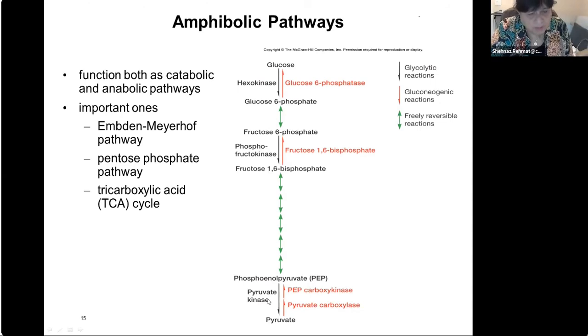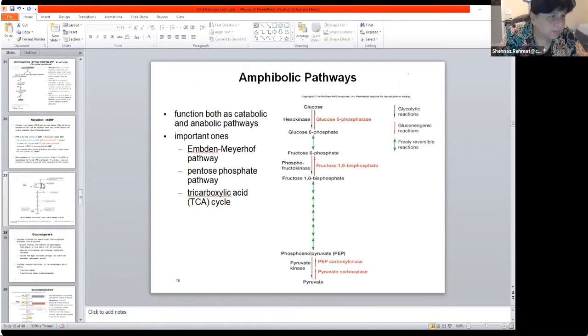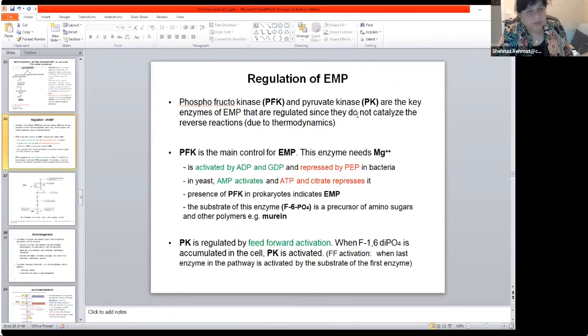Now this one, pyruvate kinase, is activated by feed-forward. So if the substrate, fructose 6-phosphate, is present here, then this enzyme gets activated because it knows now that this pathway will run and I should be ready for converting the phosphoenol pyruvate to pyruvate. So that kind of gives you an idea as to how this whole thing operates. Okay, so we were talking about the regulation and how feed-forward activation occurs for PK.